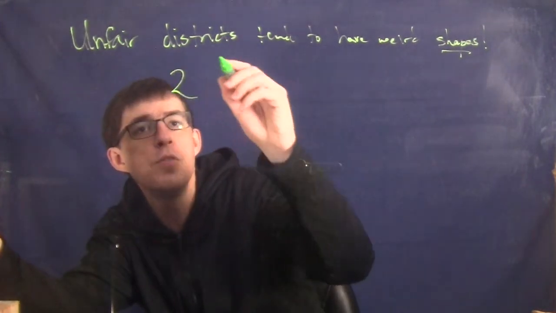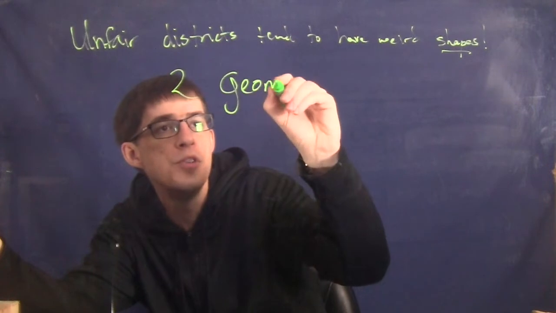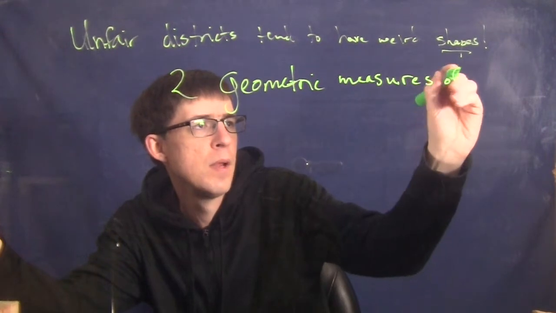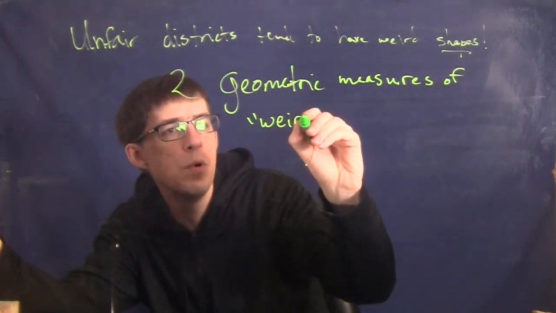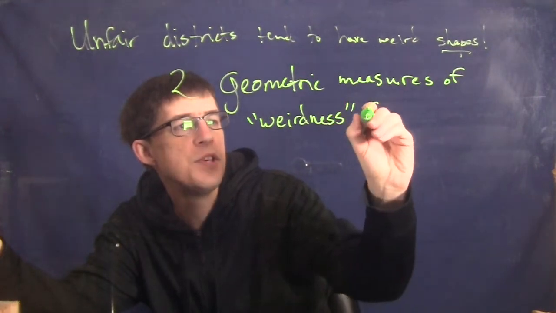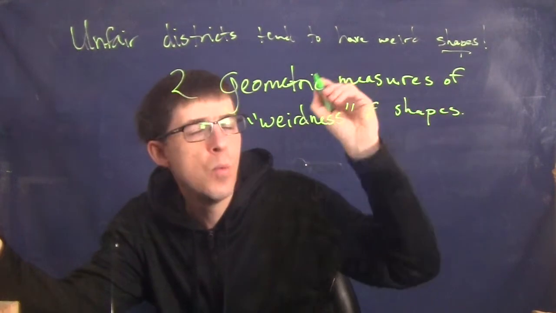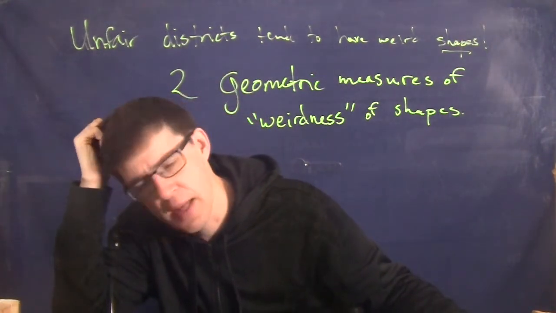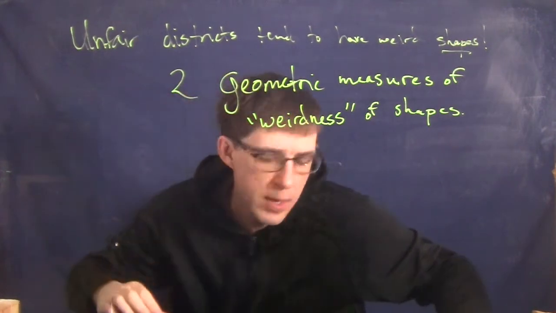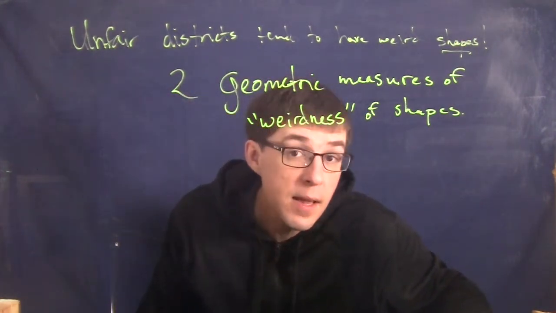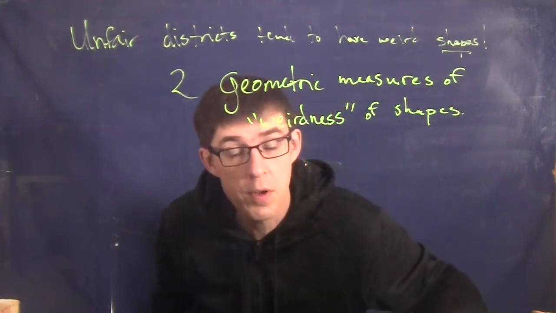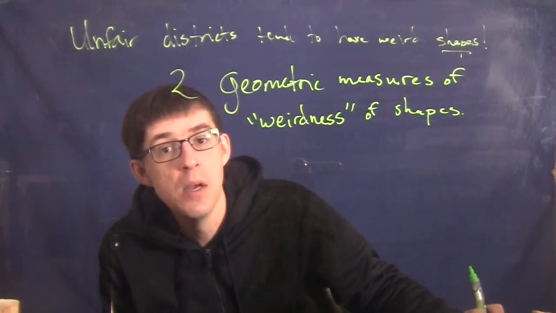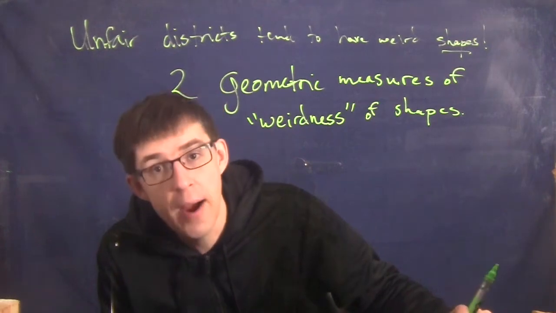So we're going to talk about two different geometric measures of, I'll put this in quotes, weirdness of shapes. When you look at a shape, there's some kind of gut reaction that you have. You look at a shape and say, yeah, that one looks pretty weird, or this one does not look pretty weird. But really, if you're going to make a big deal out of this in the real world, which is what we're talking about here, you need to have some kind of actual specific measurement that will try to measure how weird the shape is.